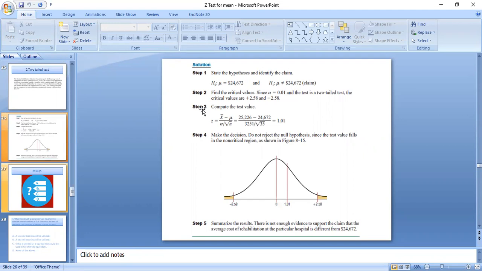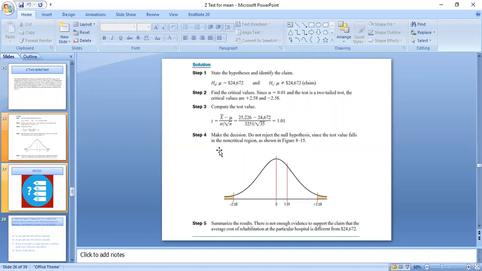Now the third step is to compute the test value. We will put the formula of the z-test and put all the values of our example in it, and the value that we get will be our z-test value. In this example, the z-test value is 1.01.